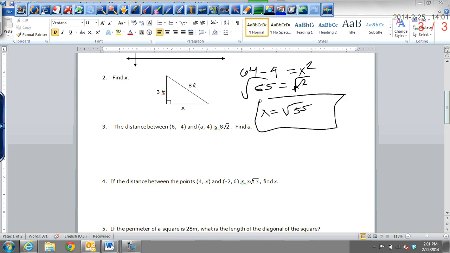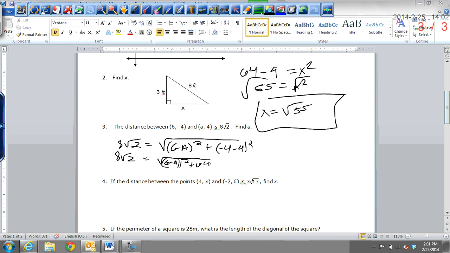All right. Number 3, we're going backwards now in the distance formula. So we have 8 root 2 equals the square root of, and then I'm going to go in a different order this time, 6 minus a squared plus, and then be sure you do it the right way, negative 4 minus 4 squared. So we get 8 root 2 is equal to the square root of 6 minus a all squared. And then negative 4 minus 4 makes negative 8, so plus 64.